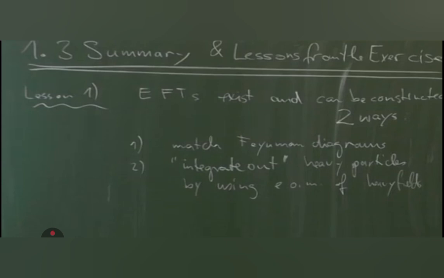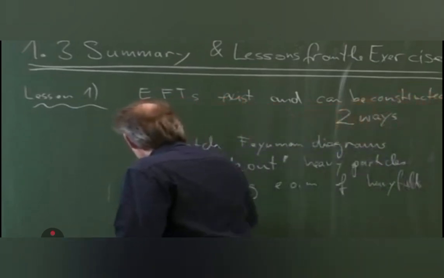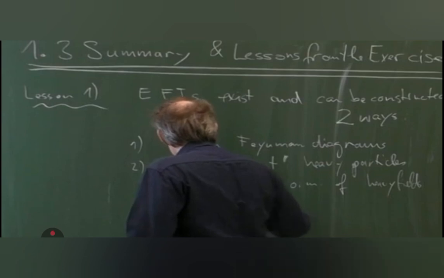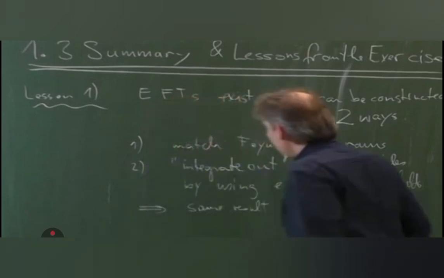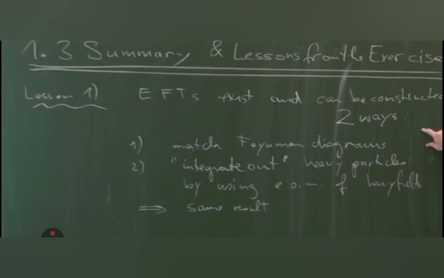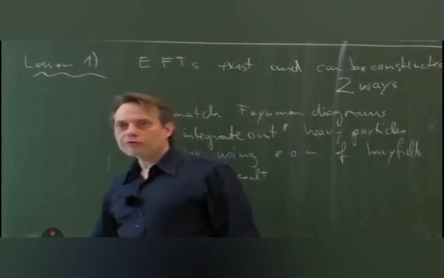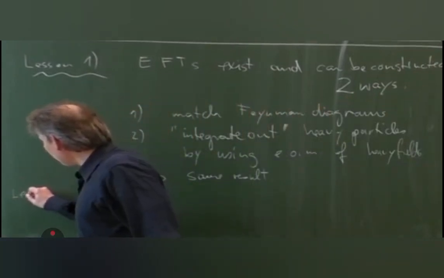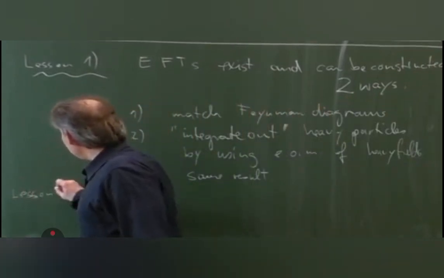And we have seen explicitly in several cases that the 2 procedures end up with the same result, and therefore we know that we have 2 ways to construct effective field theories. Let me stress from the outset that the first way, matching Feynman diagrams, always works, and the second is specific to our tree-level discussion, and we will see the reason why that is. So that is the first lesson. Effective field theories exist and can be constructed in 2 different ways.